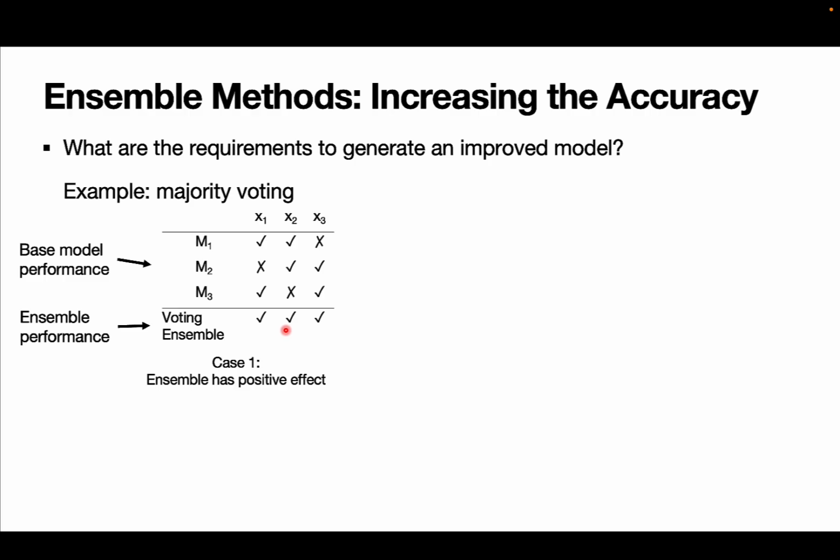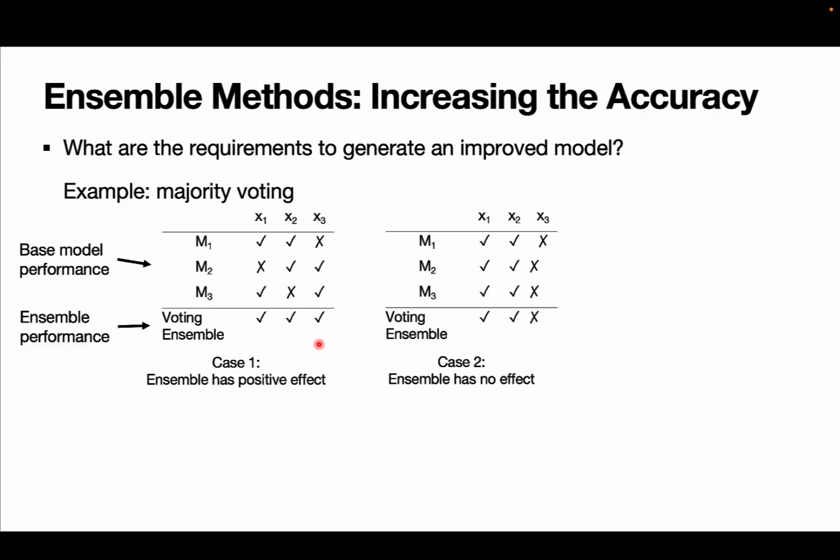It followed the same process for X2 and X3 and was able to successfully predict all the examples correctly, even though an individual model did not make the correct prediction. The key insight here is that despite the base models not being perfect, the ensemble was able to converge on the correct predictions through majority voting. However, this positive effect is not always guaranteed.